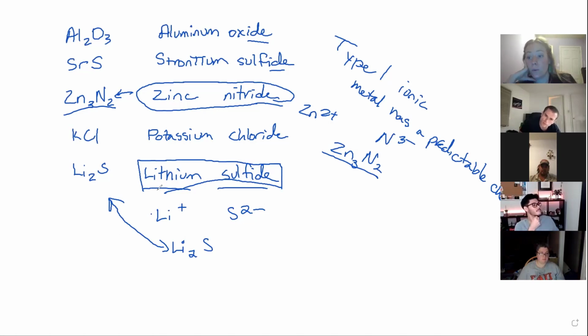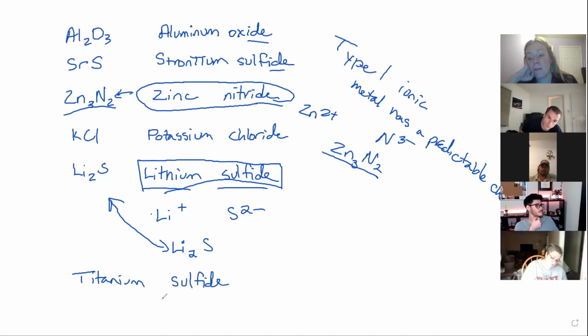That doesn't work when you have a varying charge, which we've sort of stayed away from. But let's look at one example. What did we say earlier? Didn't we say titanium and sulfur or something? Titanium sulfide. Can I come up with a formula? Not when it's written like this. What I need is a Roman numeral after the titanium that tells me what its charge is.